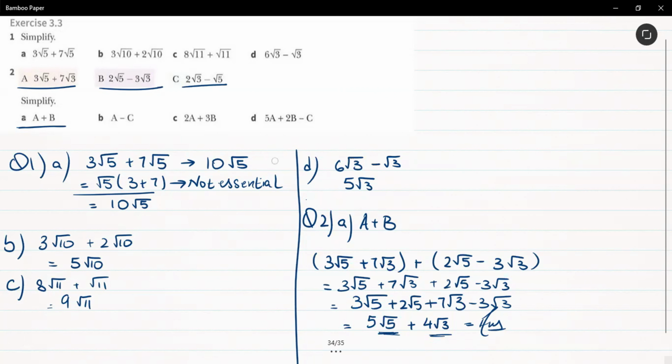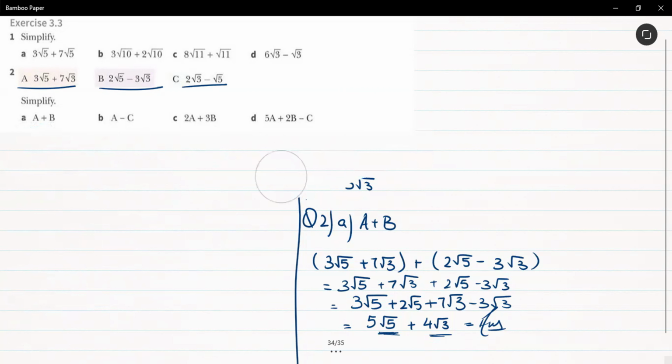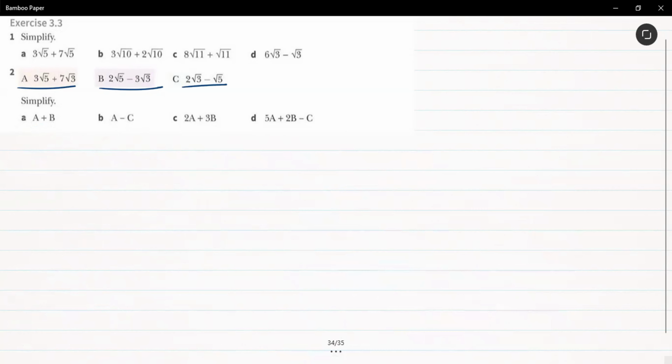Let's just clear this down for question number 2, parts B, C, and D. Okay. For part B, they have told us to find out what A minus C is.